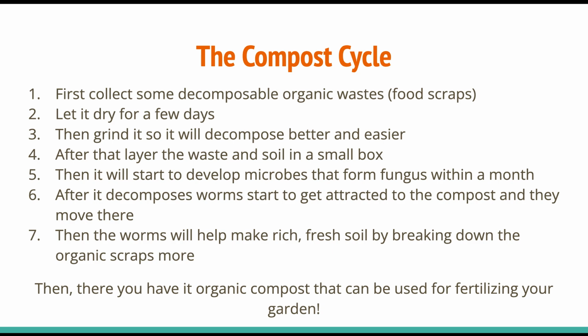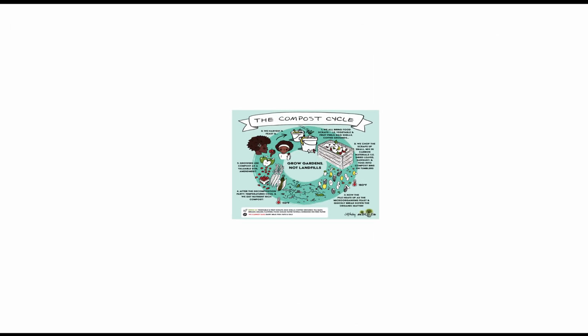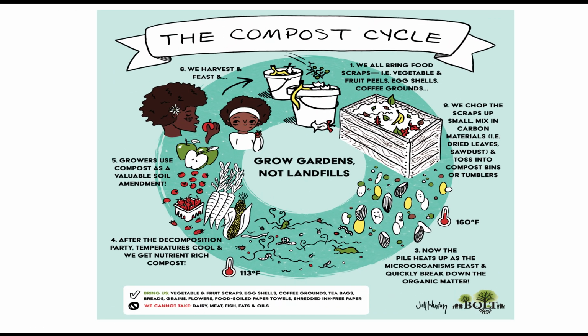After that, layer the waste and the soil in a small box. Then it'll start to develop microbes that form fungus within a month. In fact, after it decomposes, worms start to get attracted to the compost and they move there. Then the worms will help make rich, fresh soil by breaking down the organic scraps more. Then, there you have it, organic compost that can be used for fertilizing your garden. This is the compost cycle.